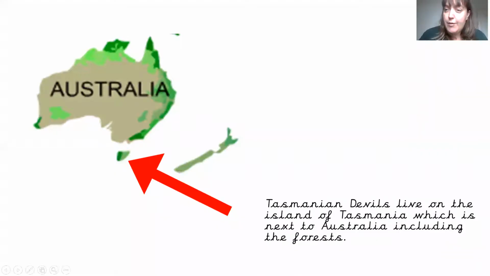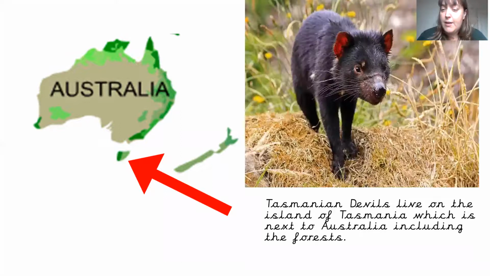And then right beside Australia, there's a little island. So an island is a little piece of land that's surrounded by the sea or by water. Okay, and this island is called Tasmania. Tasmania. Okay, and there's forest in Tasmania as well, even though it's just a little island. And a special animal that lives there is called a Tasmanian devil.